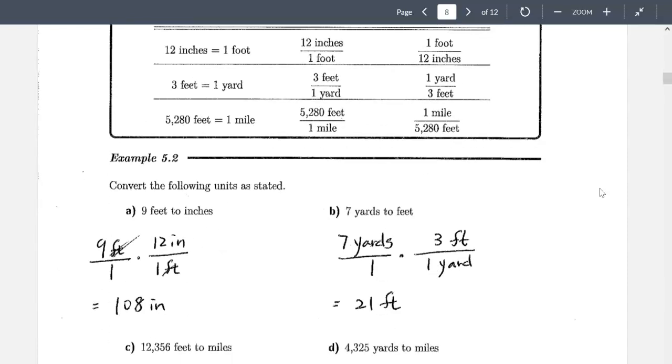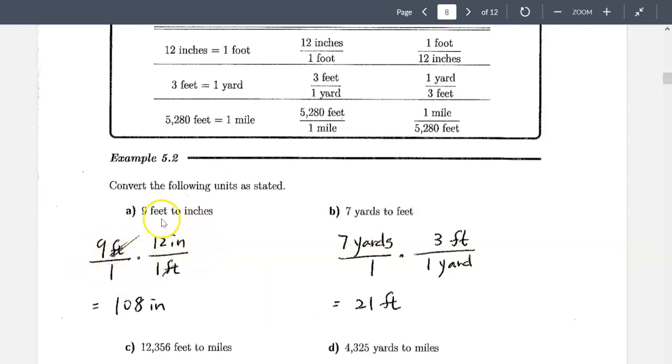Let's look at the first example, A. If you have 9 feet and you want to change to inches, we're going to use what we learned from previous chapters. We cancel the units by multiplying. So whatever you want to convert, like this 9 feet, you put 9 feet, and make sure you have the units over 1.